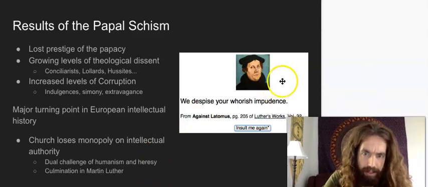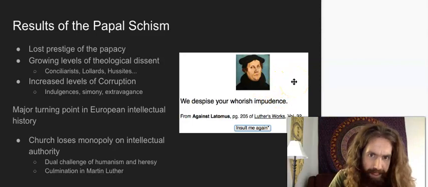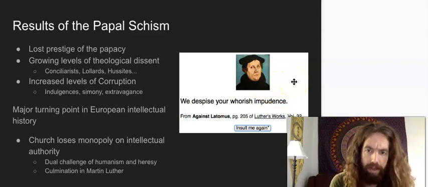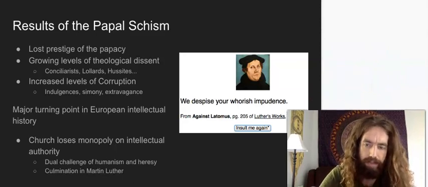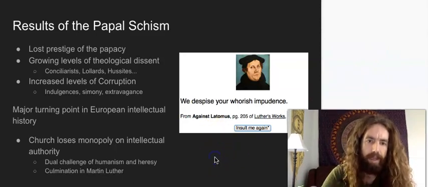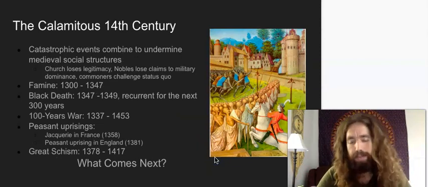This image is just from a Martin Luther insult generator. Luther's insults against the Pope are epic. You can just Google Luther insult generator if you'd like to be insulted by Martin Luther. There's thousands of them. This one's one of my particular favorites. But so anyway, that's basically it.